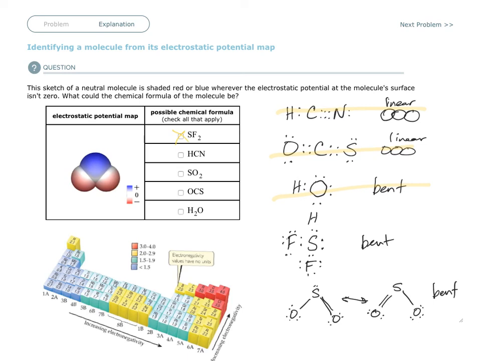All right, what about the SO2? Does oxygen have a higher electronegativity than sulfur? Well, oxygen is 3.5 right here. Sulfur is 2.5. So yes, that's possible, which means that the SO2 is also a possibility. So you have two possibilities.